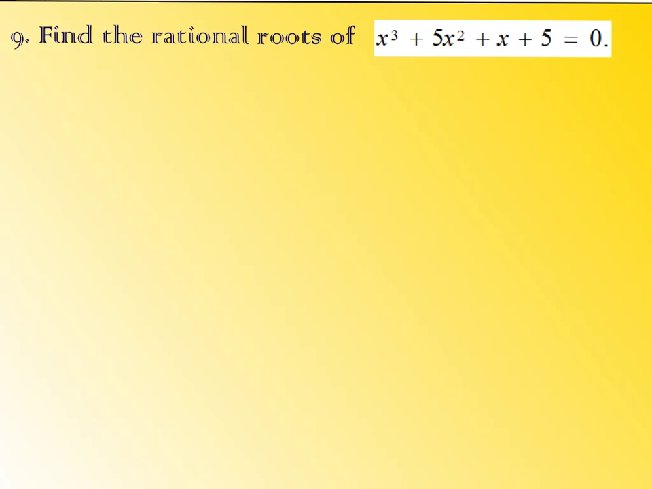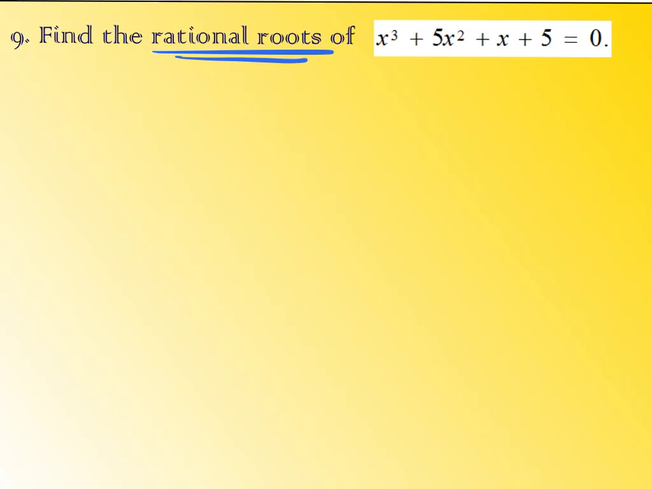Okay, so for this problem, it's saying to find the rational roots. When it says to find the rational roots, that means you need to go through the entire process. You need to find the possible roots, then use synthetic to find one that works, and then go through and factor, either by the beats or difference of squares, or by using the quadratic formula.